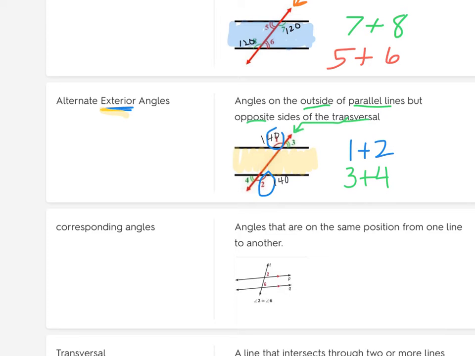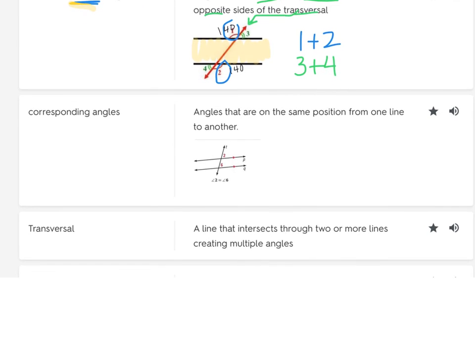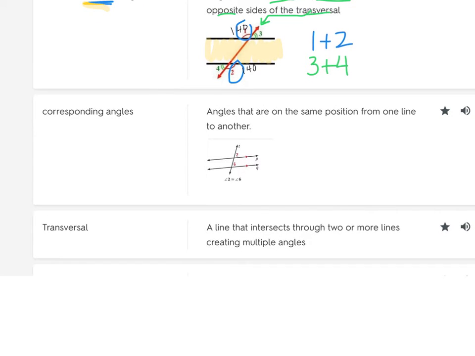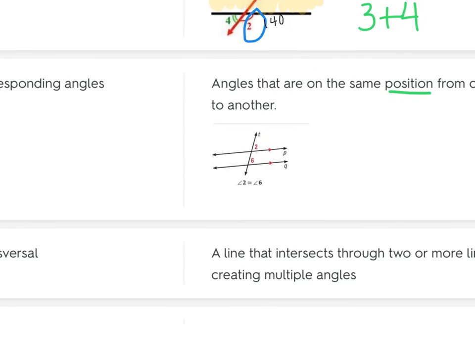Your next term is called corresponding angles. Angles that are on the same position from one line to another line. So let's see, corresponding. So 2 and 6 are in the same position. If we look at this line, the 2 is right there. And if we look at this line, the 6 is right there. So they share the same position on the line. So 2 and 6 are corresponding angles, and they are congruent.